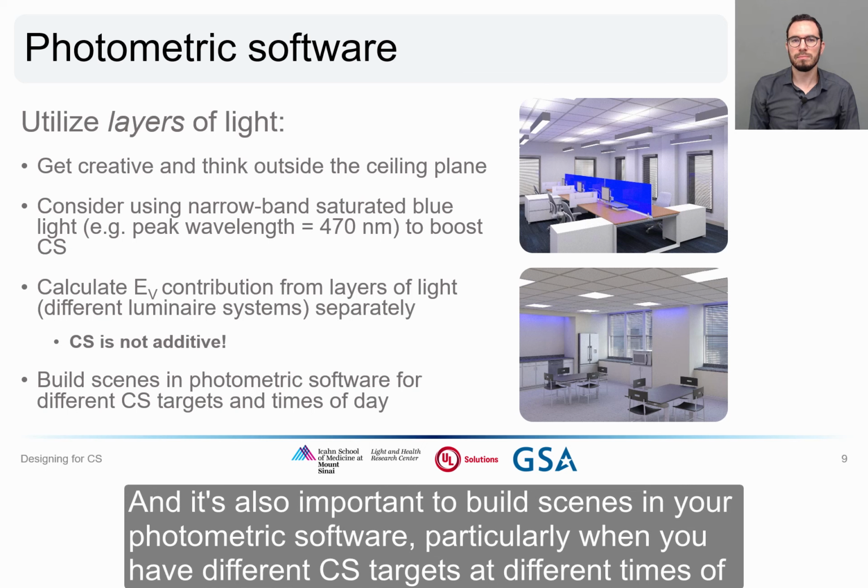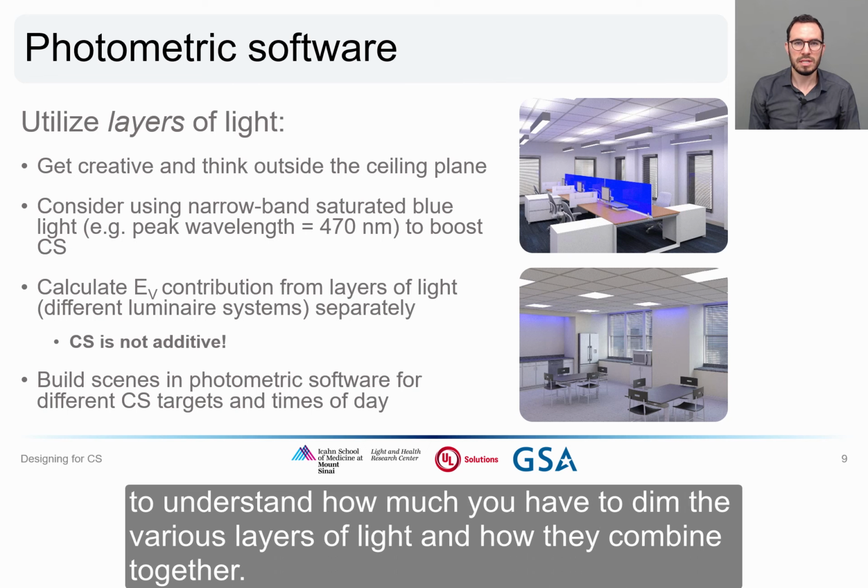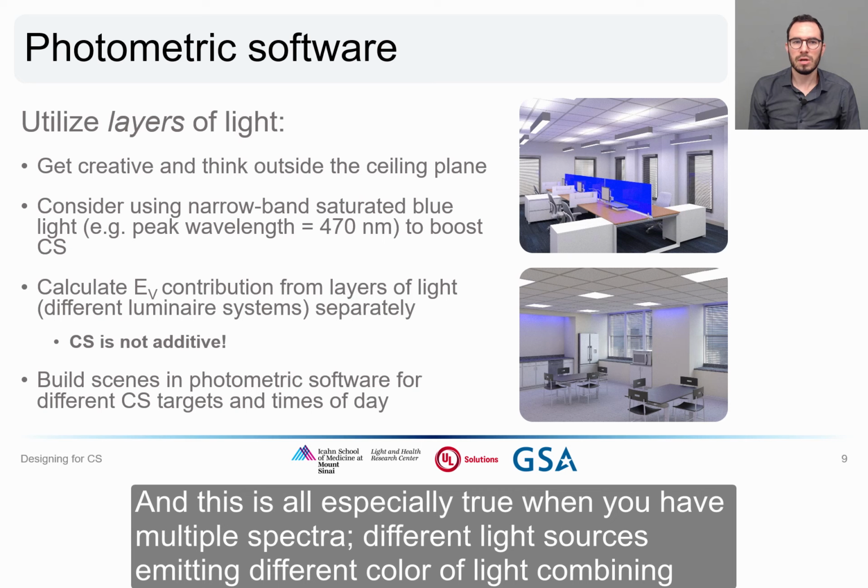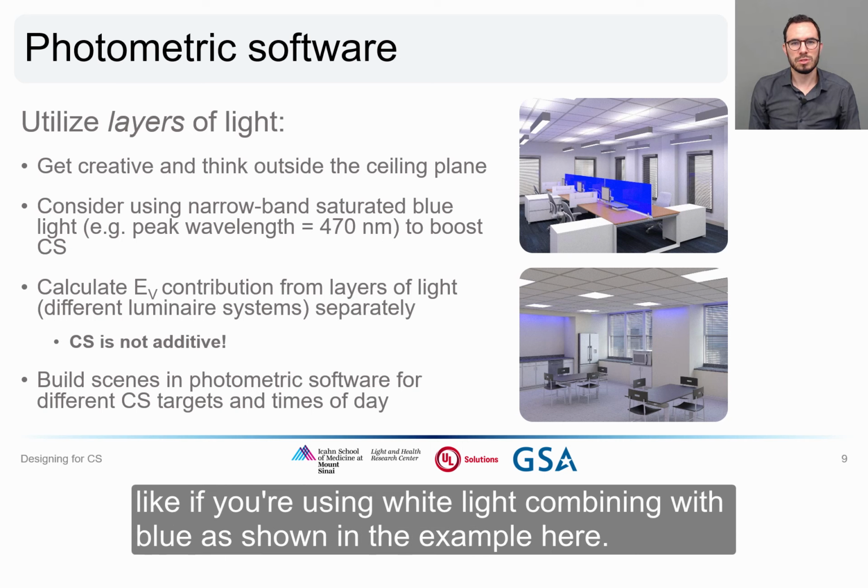And it's also important to build scenes in your photometric software, particularly when you have different CS targets at different times of day, to understand how much you'll have to dim the various layers of light and how they'll combine together. And this is all especially true when you have multiple spectra, different light sources emitting different colors of light combining together, like if you're using white light combining with blue as shown in the example here.